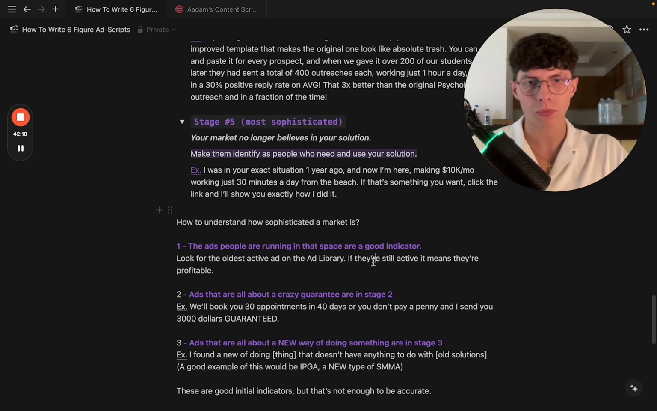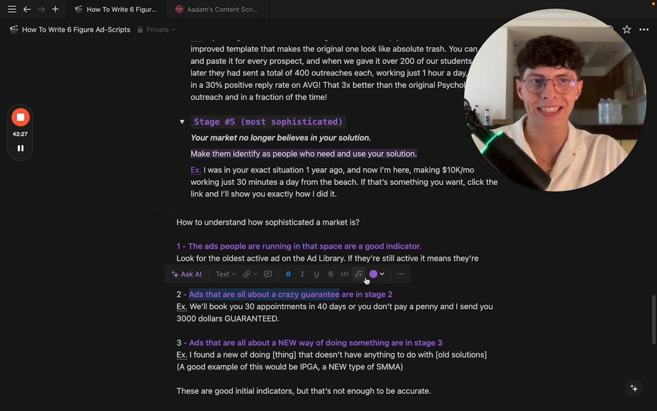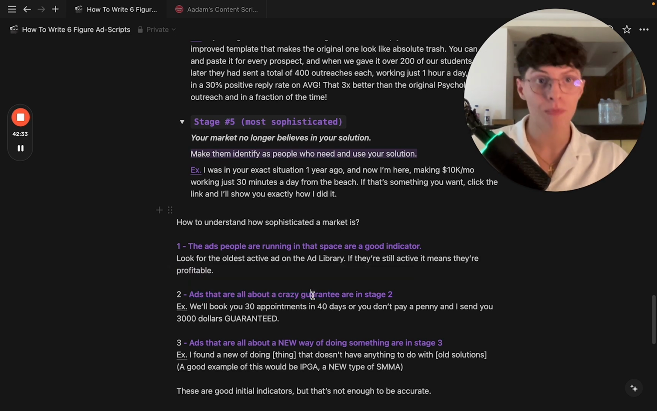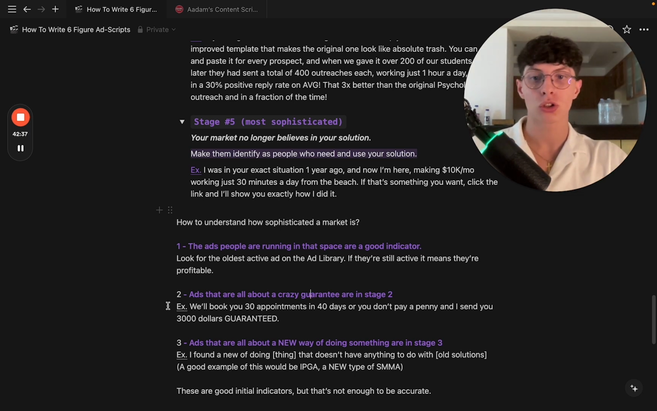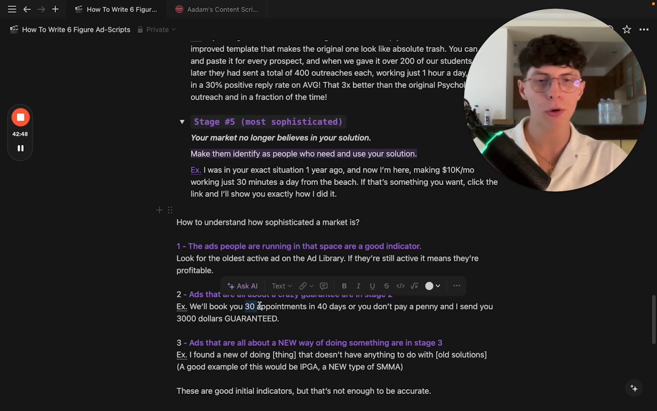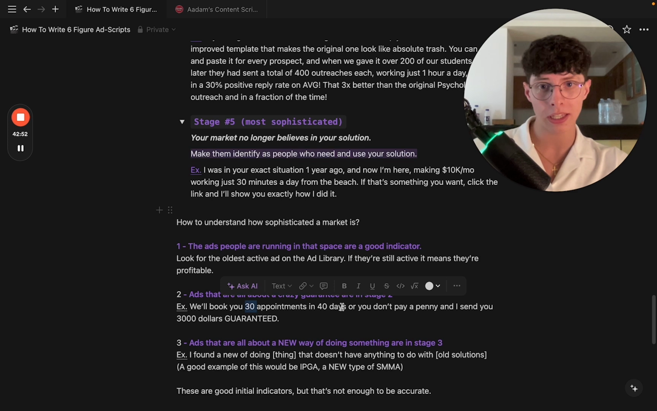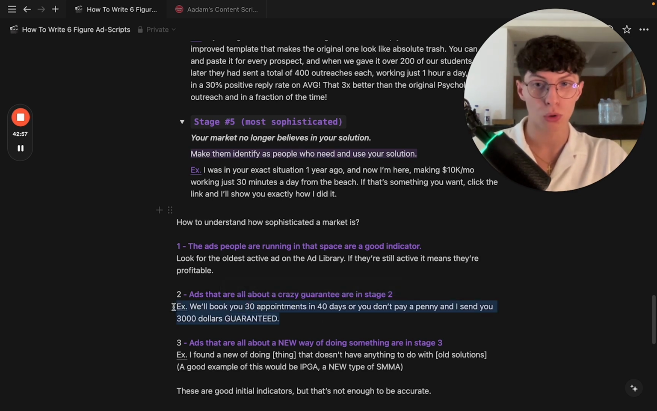So look at that. Now, the second thing I do when I look at those ads is that when I see them and they're all about crazy guarantees, I already know we're in stage number 2 or more. For example, you already know the SMA space where they book you appointments. You've probably already seen some ads like that. And it works like this: we'll book you 30 appointments in 40 days, or you don't pay a penny, and I send you $3,000 guaranteed. You hear them all the time, and it's because we're in stage number 2 or more.